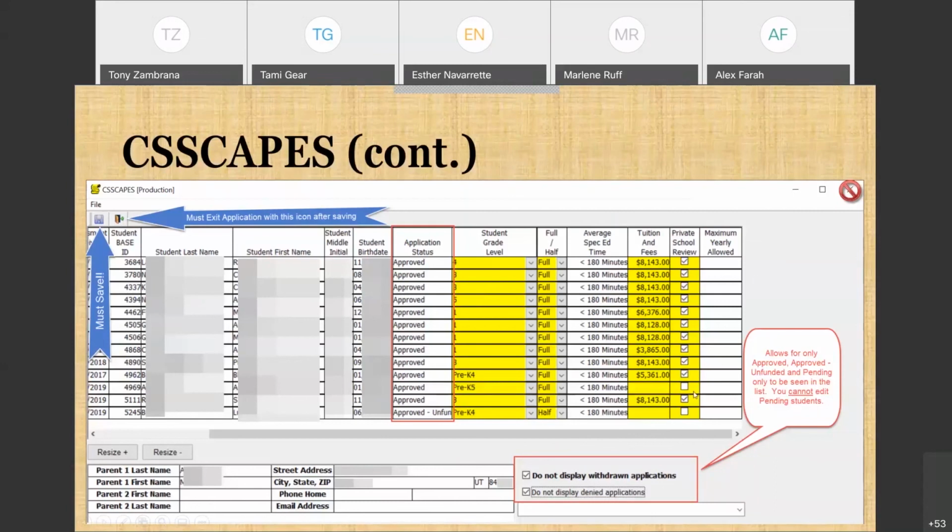So anyways, these two areas right here allow for approved unfunded, pending only, and you cannot edit these pending students. So if a student is pending and they shouldn't be, contact us.